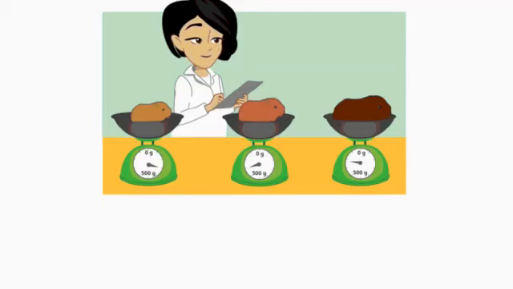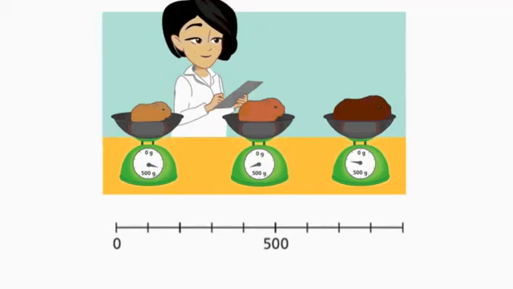Here is a vet trying to record the weight of 3 different hamsters. Now her scales don't have all the numbers, some of them are missing, and it can be really tricky to read those scales. Luckily, we have learned how to use a number line, even if some numbers are missing, so we can help her out.